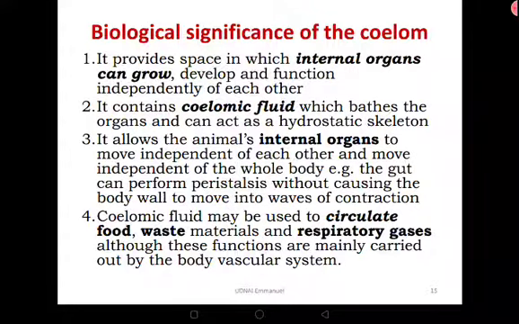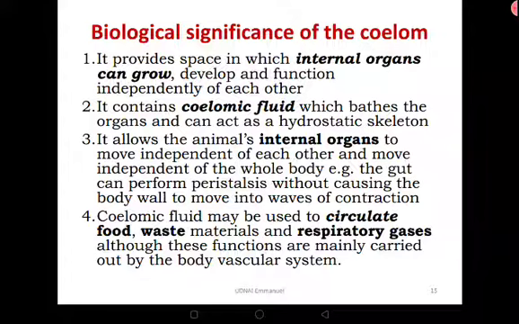So let's look at the biological significance of the coelom. It provides space in which internal organs can grow, develop, and function independently of each other. Remember, different organs perform different functions, and they shouldn't be interfered with by other organ functions. So therefore, the coelom provides the buffer zone through which each organ can develop independently and perform its functions. It also contains a coelomic fluid, which bathes the organs and can act as a hydrostatic skeleton, especially in some organisms, including annelids.